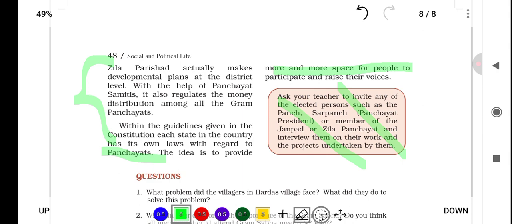The Panchayati Raj system extends to block and district levels. Zilla Parishad develops district level development plans and regulates money distribution among Gram Panchayats following constitutional guidelines for each state's Panchayat laws, promoting participation and voice raising. And remember guys, this is the most important chapter because this has been mentioned in the UPSC prelims syllabus very clearly.